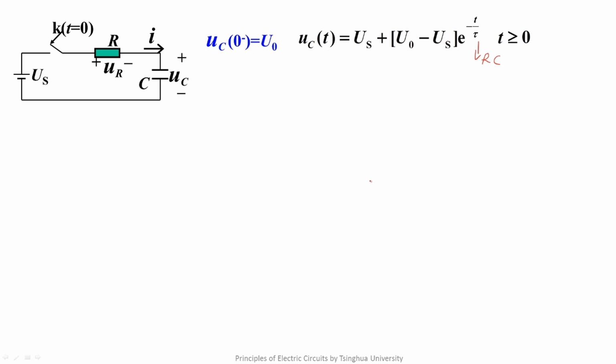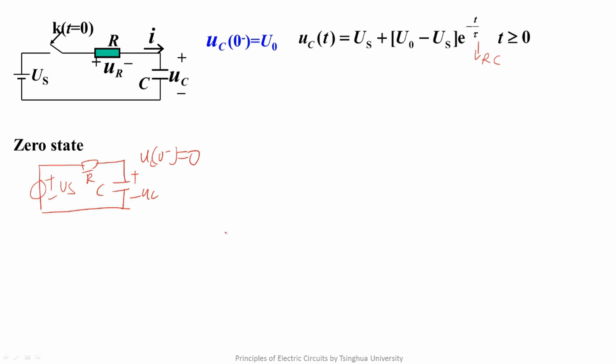Now we focus on two other circuits. The first one is called the zero-state circuit. Here the state means the energy stored in the energy storage elements in dynamic circuits. Specifically, zero state means uC is 0 or iL is 0. So the zero-state circuit for the above circuit is like this. This is also a first-order circuit. Similarly, we can use the three elements method to solve it. This is the solution.